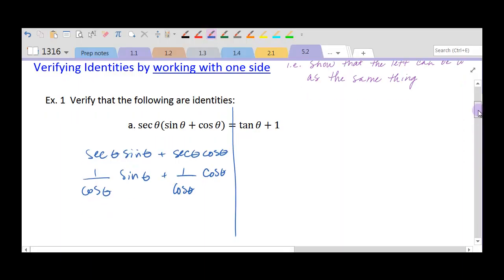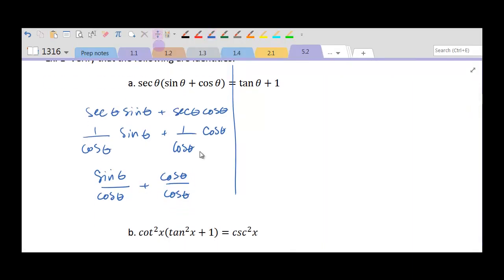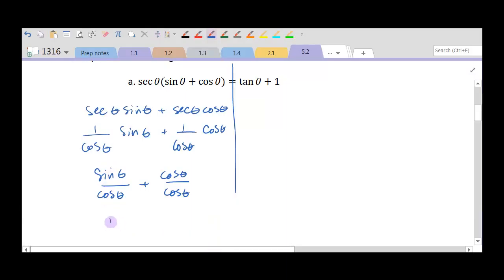Now, I hope you recognize that if I were to multiply these two fractions together, I end up with sine over cosine plus cosine over cosine. And sine over cosine is just tangent, and cosine over cosine is just 1. So that is tan theta plus 1.